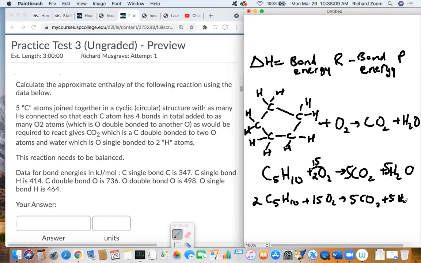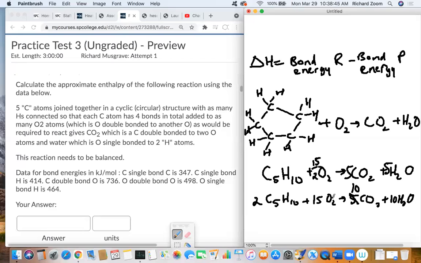Oh, nasty. Sorry, 10H2O. There we go, it's better. But if you look at that balance, that's 10 Cs, 10, that should be 10 as well. 10 Cs. And then we've got 20 hydrogens, 10 times 2 is 20. 15 times 2 is 30 on the oxygens. 10 times 2 is 20 plus 10 is 30.